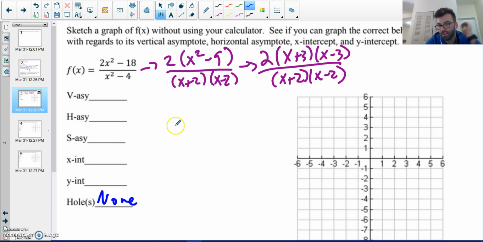For vertical asymptotes, what's going to make my denominator equal to 0? Well, here, x cannot equal -2, so x equals -2. Here, x cannot equal 2, so x equals 2 is a vertical asymptote.